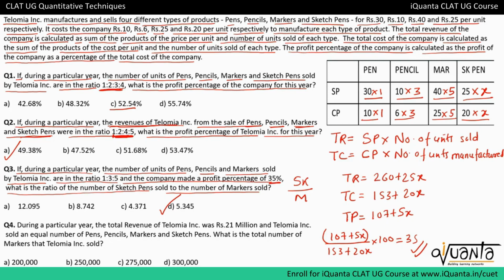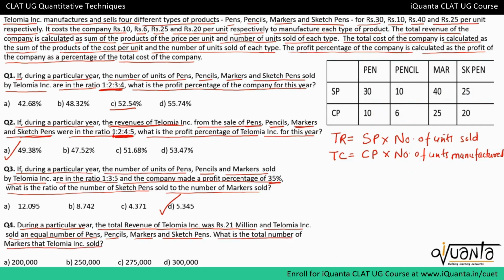Now the last question is, during a particular year the total revenue of Telomia Incorporations was rupees 21 million and Telomia Incorporation sold an equal number of pens, pencils, markers and sketch pens. So what is the total number of markers that Telomia Incorporation sold? Now since an equal number of units of pens, pencils, markers and sketch pens are sold, let us assume that 1 unit of each is sold.